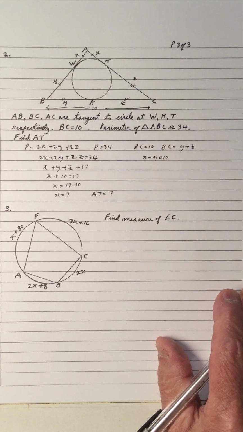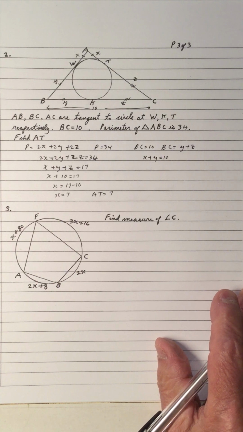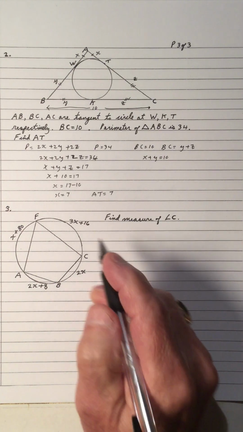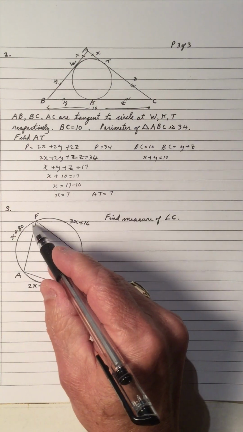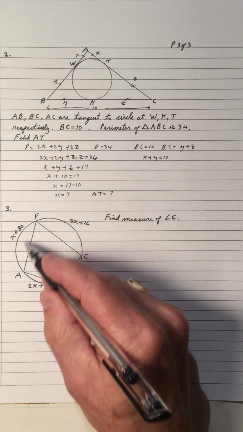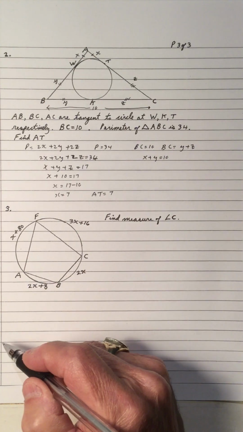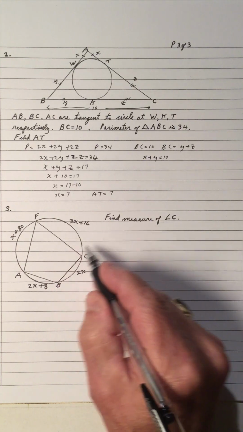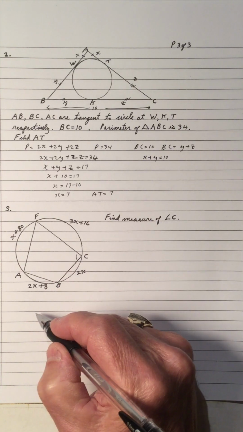It's a similar problem, but I decided to make the algebra a little bit different. And number 3, we have a circle. We have 4 parts to it. This is a cyclic quadrilateral. Opposite angles are supplementary. But we want to find the measure of angle C, this angle right here.